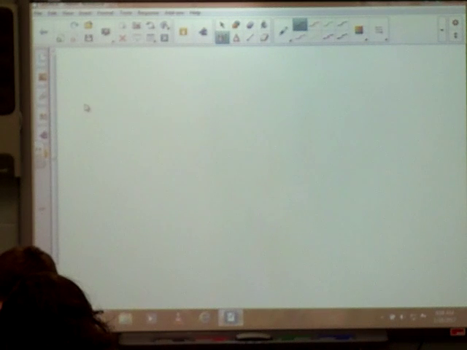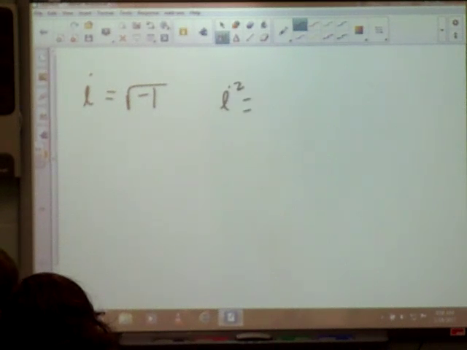What we need to know here is that i, which stands for an imaginary number, is what we have when we have the square root of -1. To go the other way, if we squared that, i squared would be equal to -1. So those are the basis of what we're going to be dealing with.